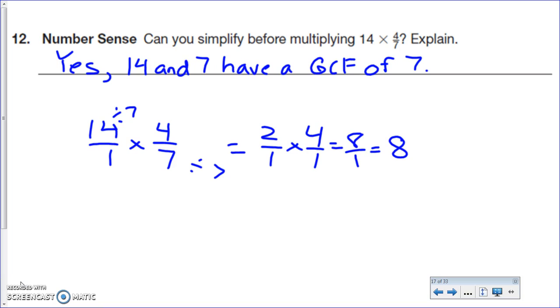Please make sure you've copied down all of the work and glue this paper into your math notebook.